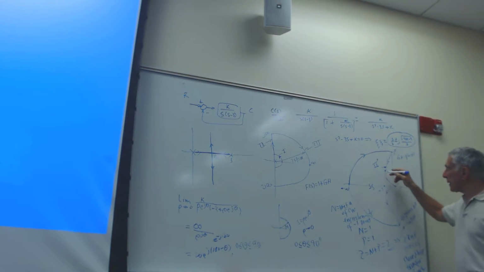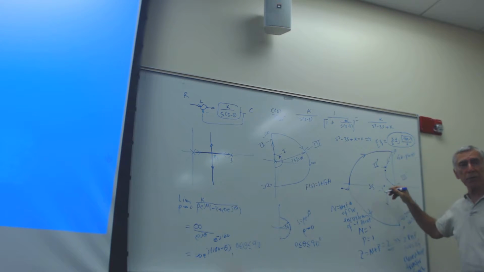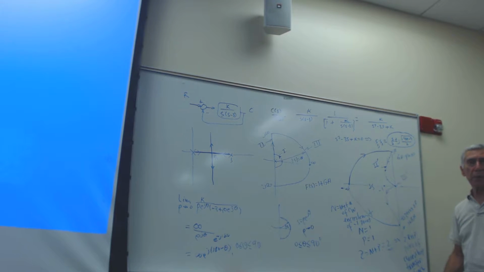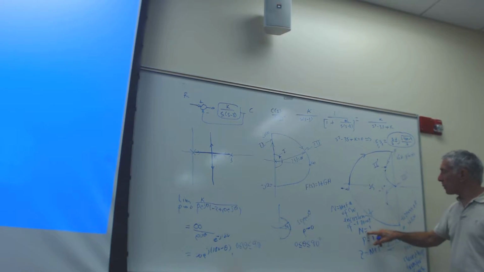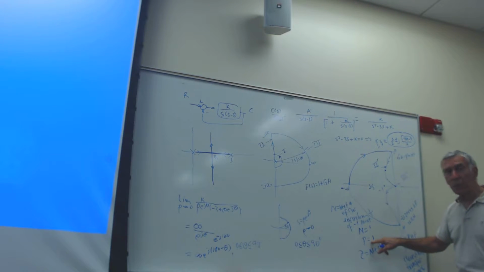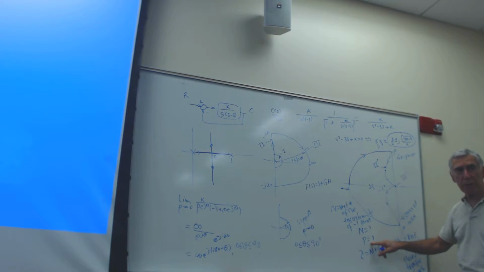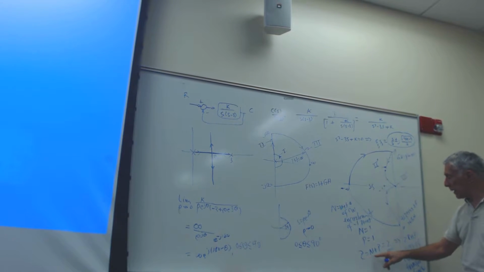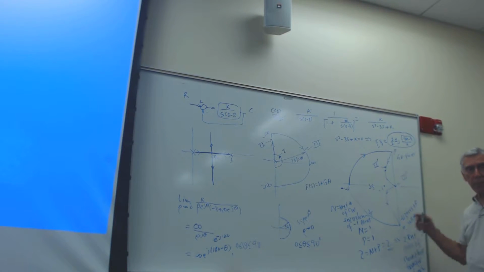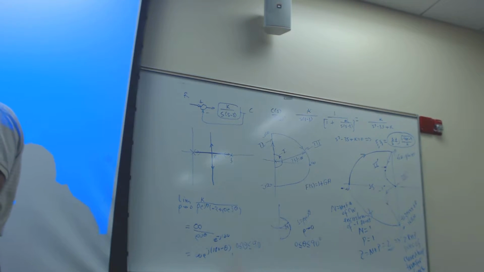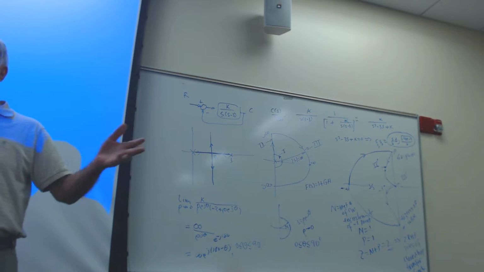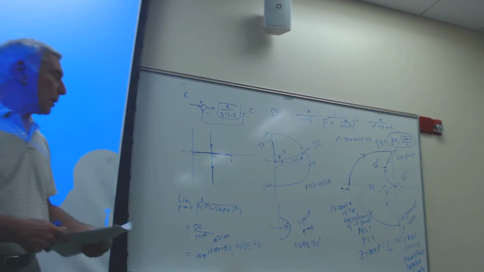The bottom line is counting the net number of clockwise encirclements about the point minus 1. And there was 1, I think. In this case, we had 1 clockwise encirclement, and we had 1 right half plane pole of the open loop transfer function. So that gave us 2 for Z. Okay, so then let's do another example. This system here is unstable, right?